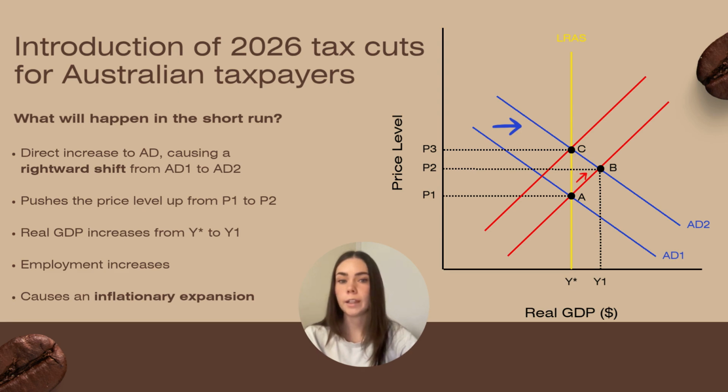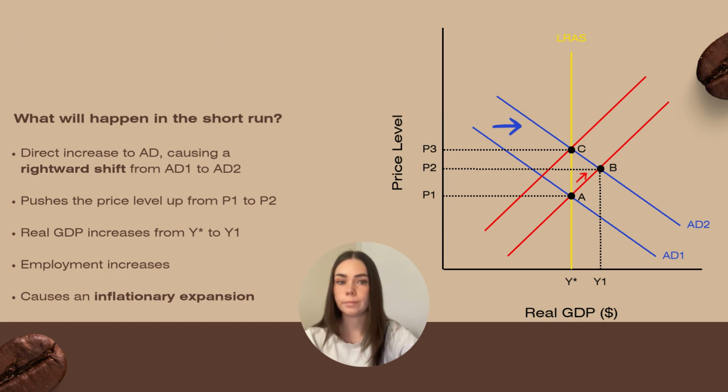In the short run, there will be a direct increase to aggregate demand. The aggregate demand curve will shift rightward from AD1 to AD2, or the blue lines, pushing the price level up from P1 to P2 and real GDP higher from Y* to Y1. Employment will also increase as firms such as St. Ali will have to hire more workers to meet higher demand. This moves the economy above its long-run equilibrium, creating an inflationary expansion.